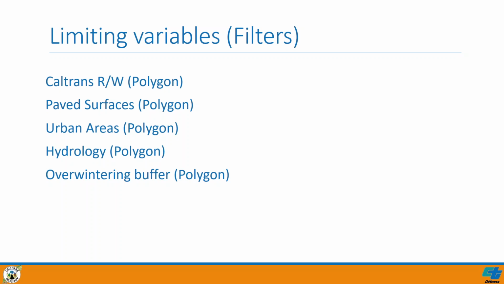We also wanted to exclude all paved surfaces. So Caltrans chose to exclude the roadways and other paved surfaces since no milkweed would be present on those surfaces. And really, this is probably the single most important limiting variable we used, because it really removed a vast amount of our right-of-way that obviously would not support milkweed. And that really brought our enrollment needs down to a more reasonable level.